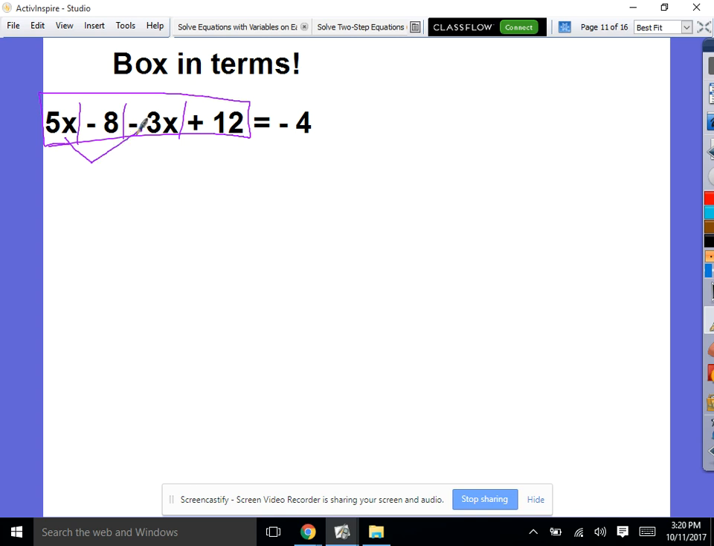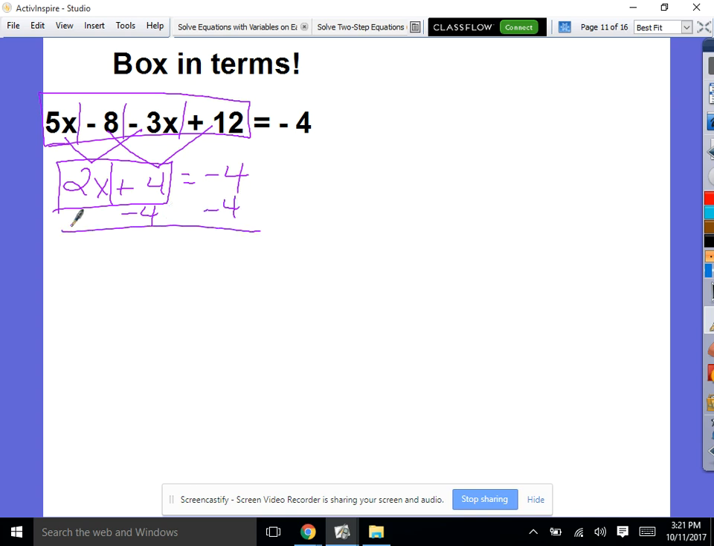We put our x's together. 5x minus 3x is 2x. We put our constants together. Negative 8 plus 12 would be positive 4. Box in our terms. The box without the variable is your constant, plus 4. We undo it by subtracting 4. That gives us 2x equals negative 8. Divide by the coefficient and conquer the equation. X equals negative 4.